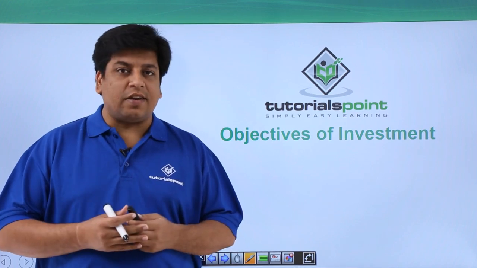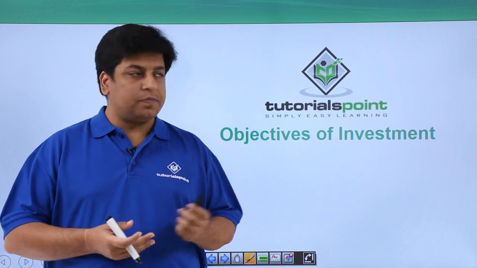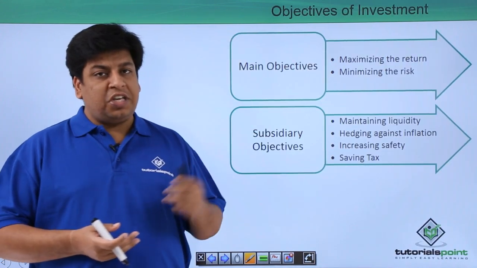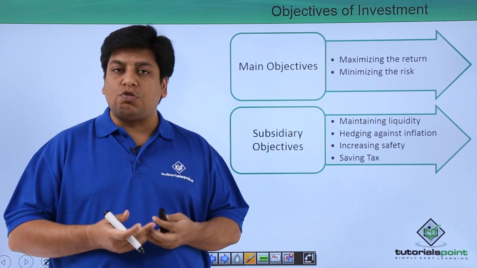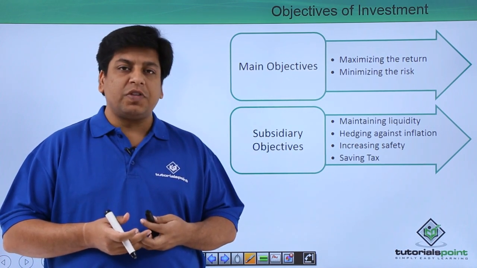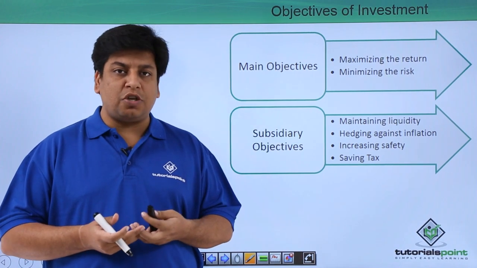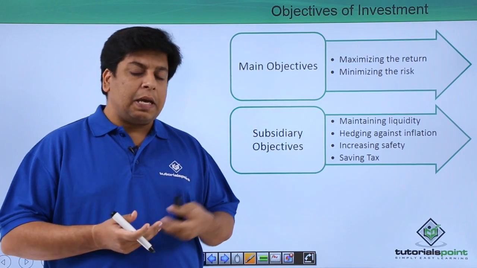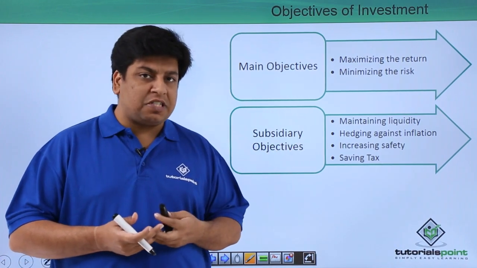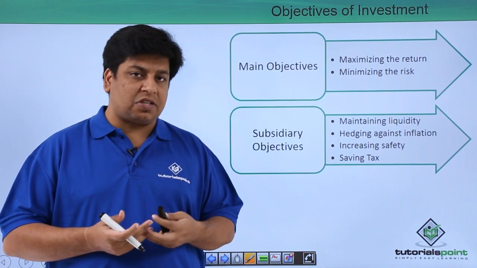Okay, let's understand what are the different objectives of investment. Here we have classified the objectives of investment into two broader categories. First is your main objectives, second is your subsidiary objectives. Let's see what are the main objectives. The main objectives of investment are to maximize the return and minimize the risk.